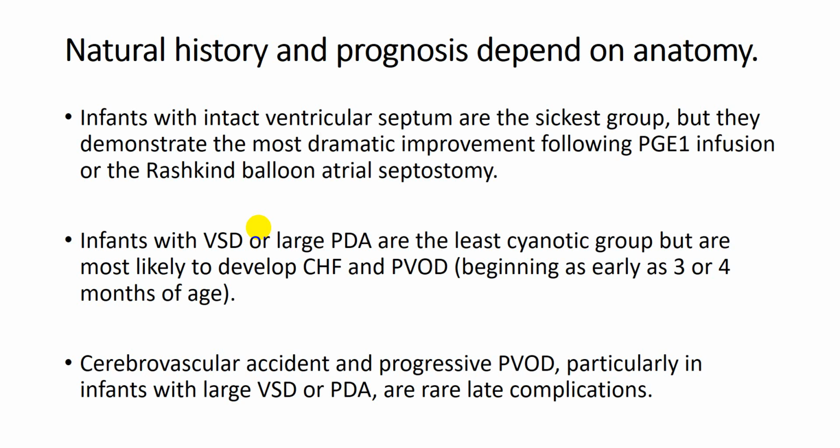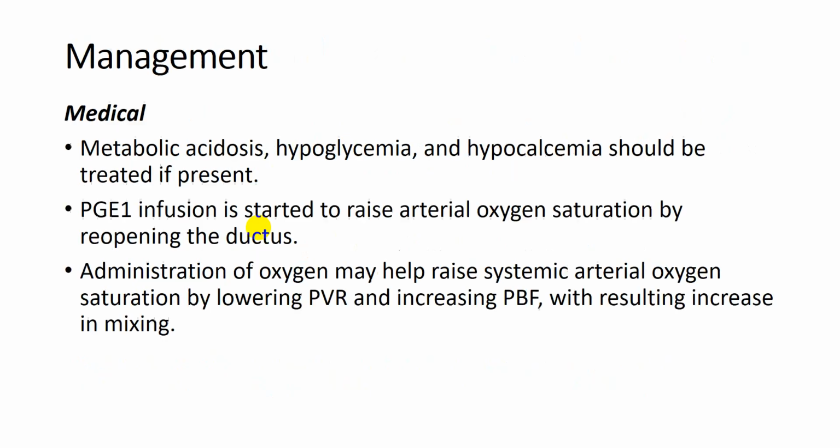Infants with VSD or large PDA are the least cyanotic group. Why? Because there is a source of mixing between circulations. They are most likely to develop congestive heart failure and pulmonary vascular obstructive disease as early as 3 to 4 months. Again, as with other cyanotic congenital heart disease, cerebrovascular accident and progressive pulmonary vascular disease, particularly in infants with large VSD and PDA, are rare late complications that can occur.